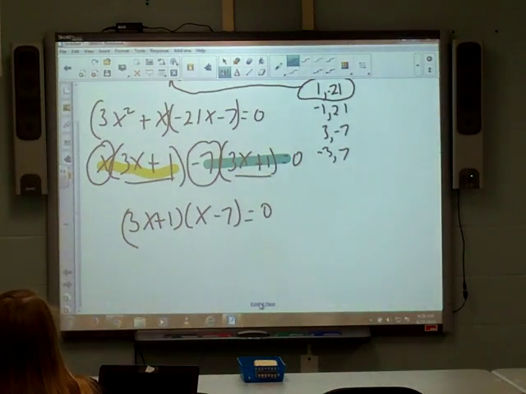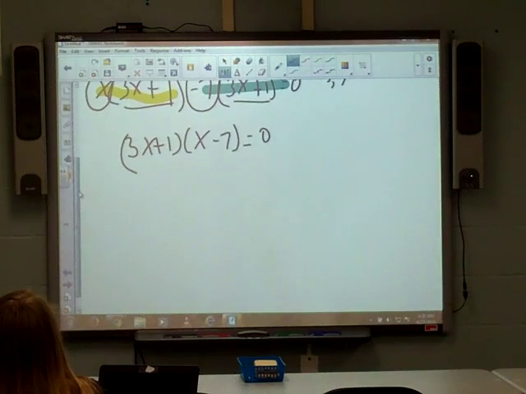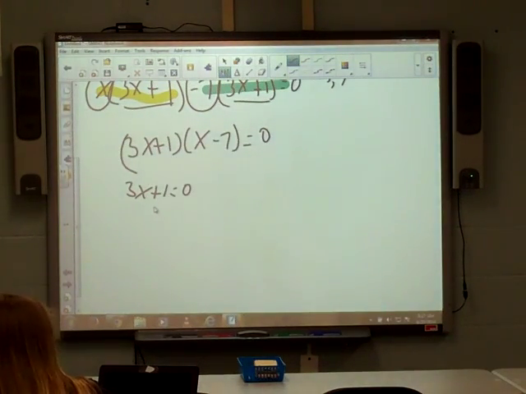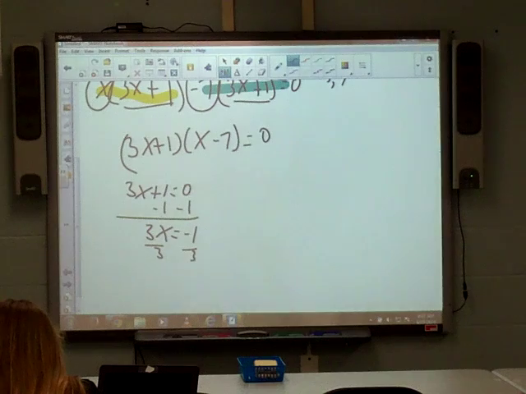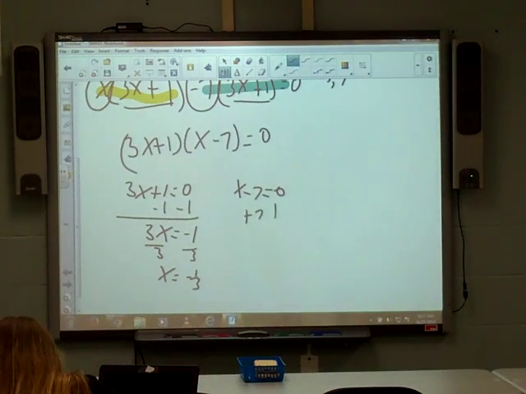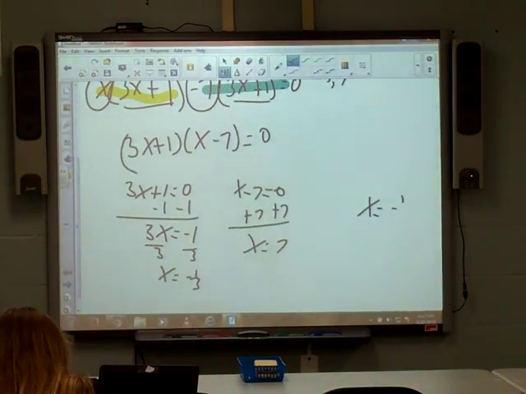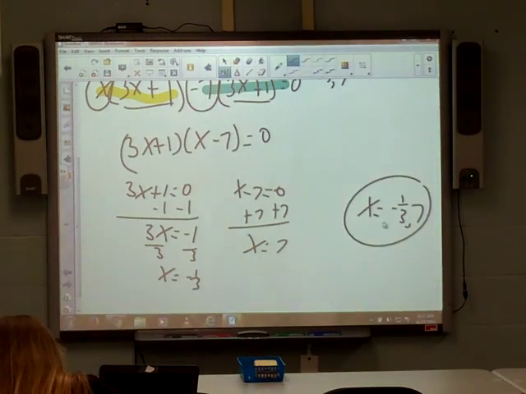Alright, so when we solve both of those, we have 3x plus 1 is equal to 0. Subtract my 1. 3x is negative 1. Divide by 3. We get negative 1/3. x minus 7 is 0. Gives me 7. So I've got negative 1/3 and 7.